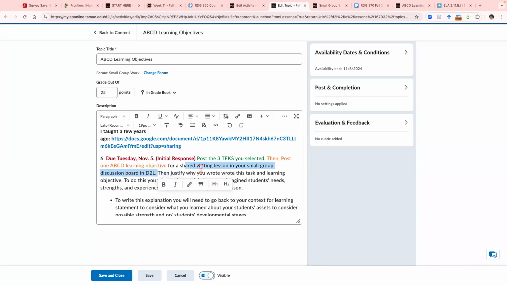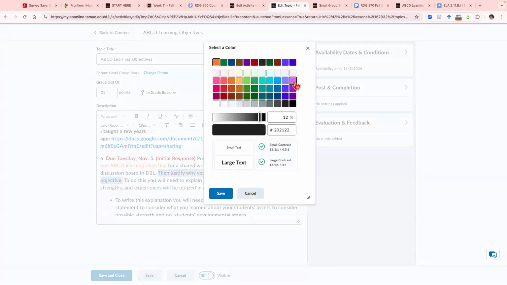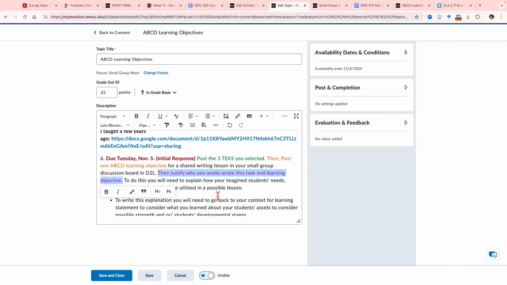3rd step, justify why you wrote this task and learning objective. So what do I mean by that? So then you're going to explain, based on these teaks, how did you decide to use this particular learning objective? There's not a right or wrong answer. It's really you sharing your thinking and what was going on when you wrote that learning objective. Why did you do that?